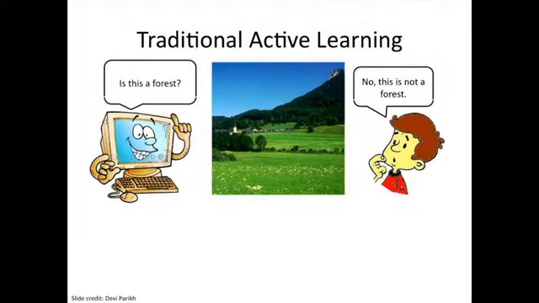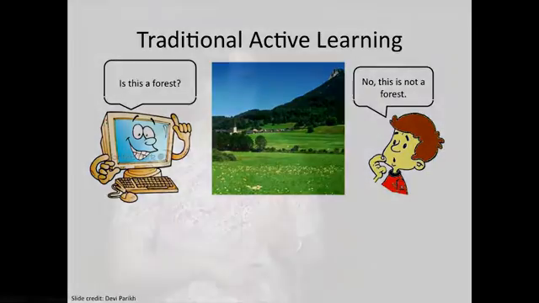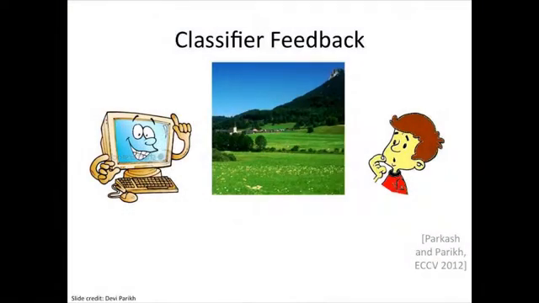Right, so this is the traditional active learning setting where the machine is not expressing its current belief about the visual world. It's just asking the user a question. And the user is only giving you binary labels in terms of, yes, this is a forest, or no, it's not. So what we proposed instead was, one, instead of just asking the question, the machine conveys its belief.